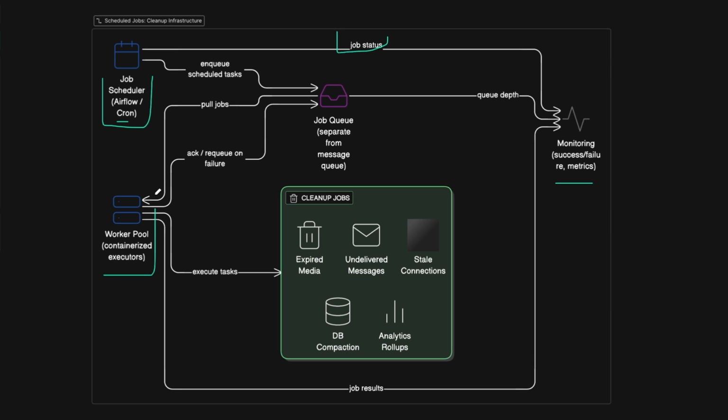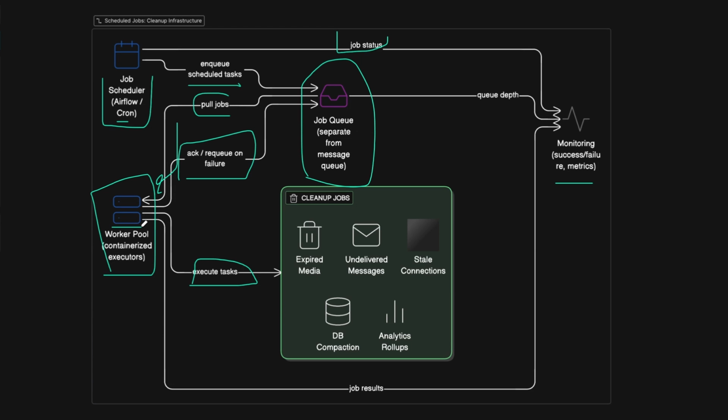Then on this side, we have a worker pool, which is containerized job executors. So this job queue that you see here is separate from the message queue. This is for enqueuing scheduled tasks and pulling the jobs to the worker pool for processing. Then we will acknowledge that we received the message, or if we failed, then we will requeue it on failure. And then we will start executing the tasks in this worker pool, which can be cleaning up expired media by checking the date that they were published, or the undelivered messages.